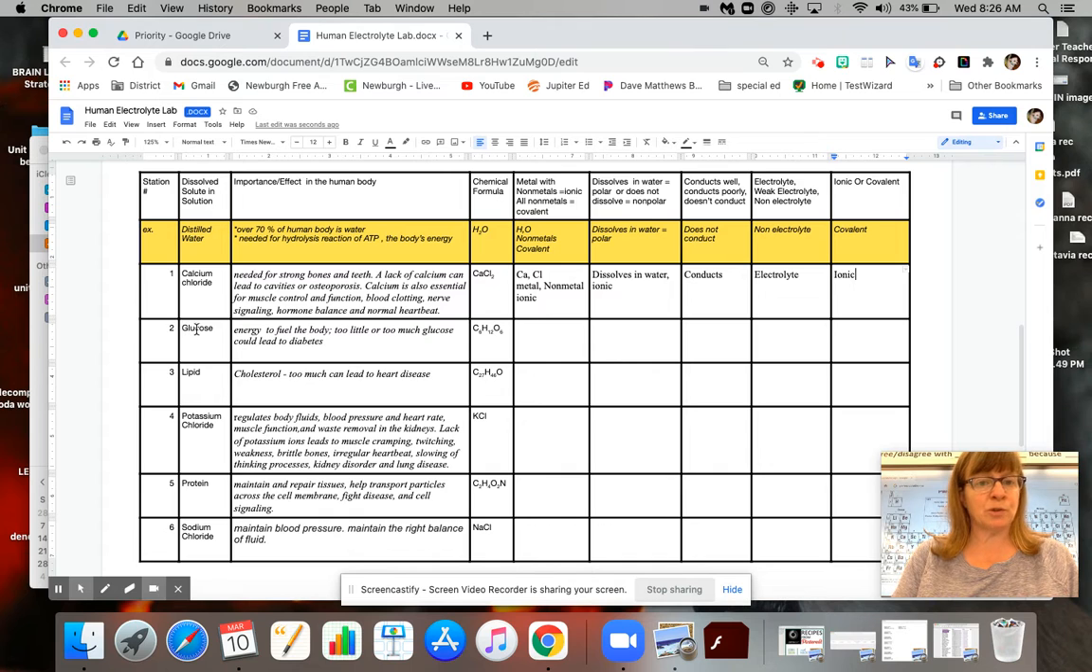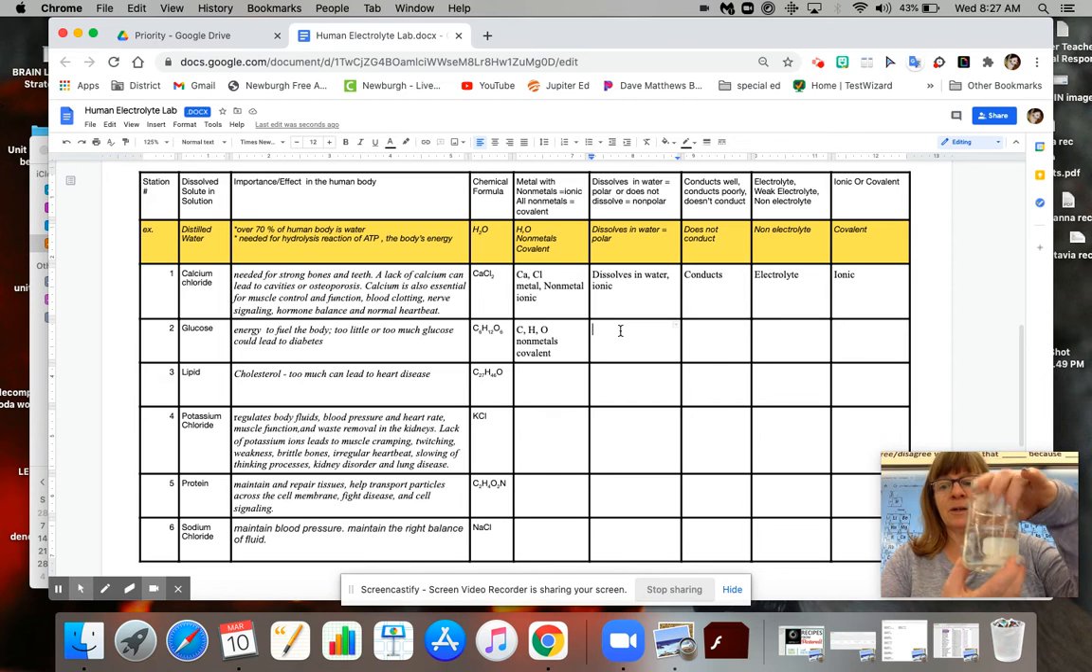Follow me on the screen. Number 2 is glucose, energy to fuel the body. Too little or too much glucose could lead to diabetes or diabetic shock. So you've got to be careful with our glucose, our sugar levels. And it's made of C6H12O6. So the elements are C, H, and O. Those are all non-metals. All non-metals. Which makes it, think, covalent.